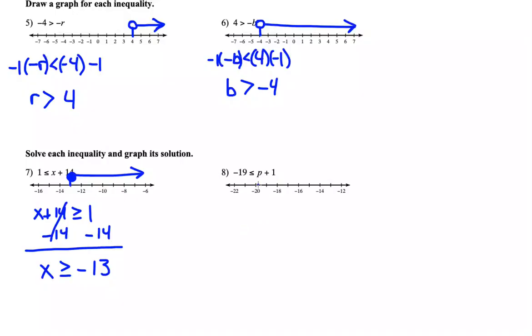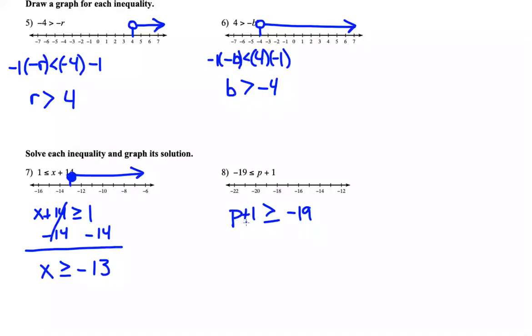This next one, number 8, I'm going to rewrite to get the p plus 1 and negative 19. And over here I have that the p plus 1 is the bigger side. The alligator's opening its mouth to make the p plus 1 bigger. So I do the same thing here. It opens up and it's greater than or equal to, because this is a less than or equal to.